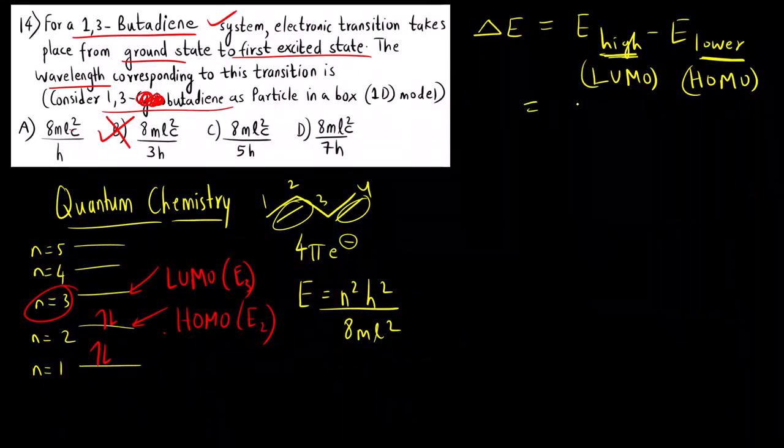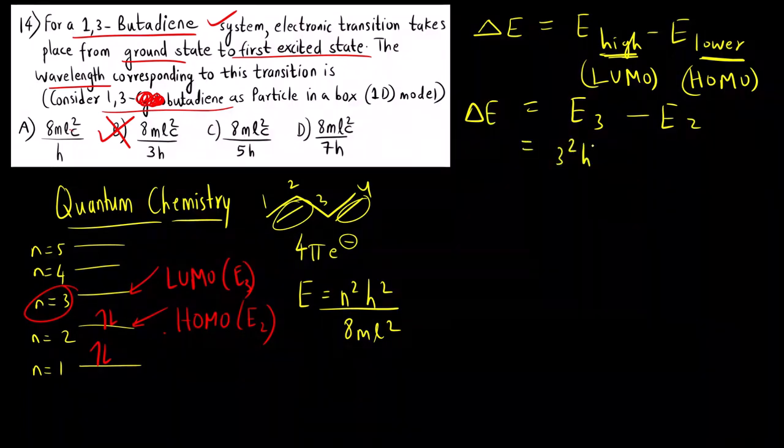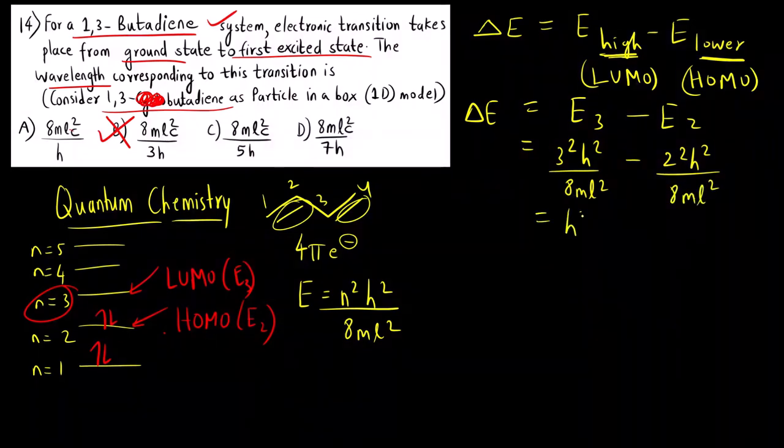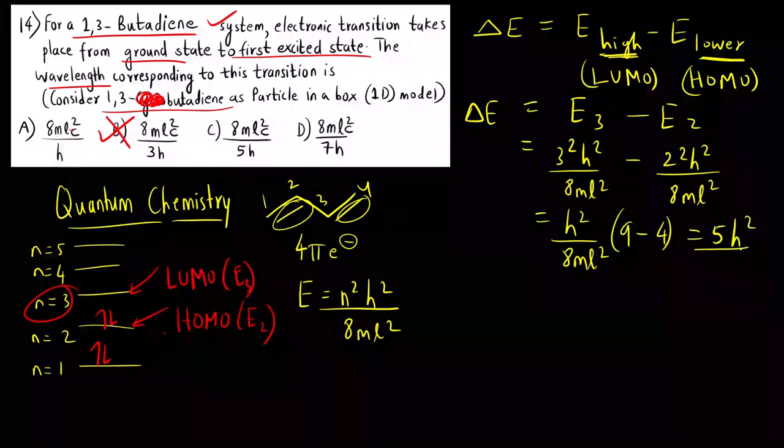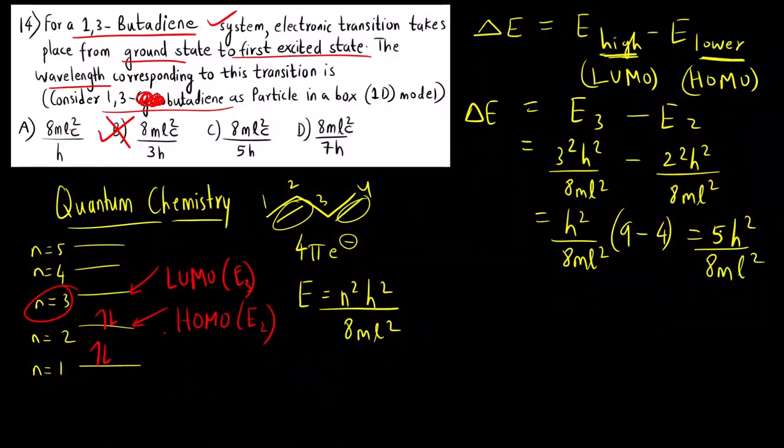So here we will write, higher energy level will be E3 minus E2, delta E. So this will be n square, so 3 square h square upon 8 m L square, minus 2 square h square upon 8 m L square. I can take h square upon 8 m L square common. 3 square is 9, 9 minus 2 square is 4. So this will be 5 h square upon 8 m L square.